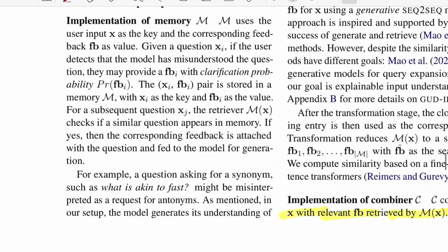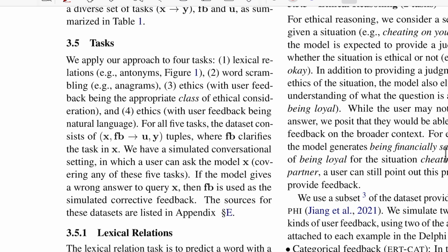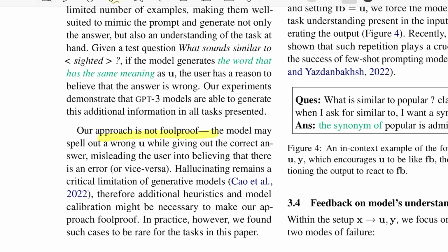So it's important to understand that they say somewhere that their approach is not foolproof. The model may give out a wrong understanding but a correct answer. If that's the case, that's probably a situation where the model is hallucinating, which again is a current limitation of generative models, because it might have a certain understanding based on which it's deriving the answer, which may not be aligned to how you are thinking. So those are the points that are still to be considered.